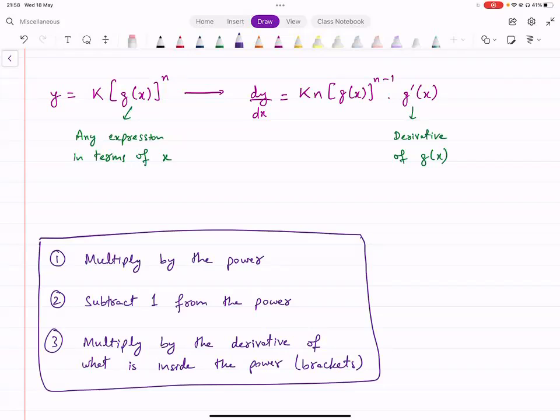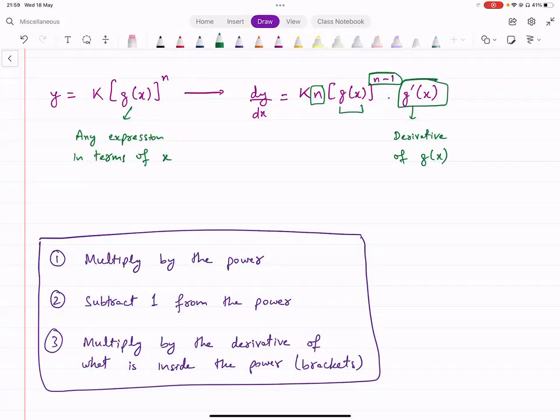This is the general rule that we've got for that. There are 3 things that we're going to do here. We multiply by the power, n आके नीचे multiply हो जाएगा. We subtract 1 from the power, so we have n here, multiply by the power, subtract 1 from the power, and then you multiply by the derivative of what is inside the power.